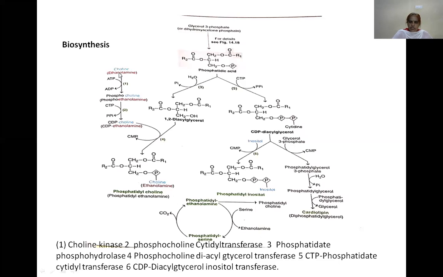Here, choline combined with ATP produces phosphocholine. This reaction is catalyzed by choline kinase. This phosphocholine, when combined with CTP, produces CDP-choline, catalyzed by phosphocholine cytidylyltransferase. CDP-choline, when combined with 1,2-diacylglycerol, produces phosphatidylcholine, catalyzed by phosphocholine diacylglycerol transferase. This is the way of the synthesis of phosphatidylcholine.